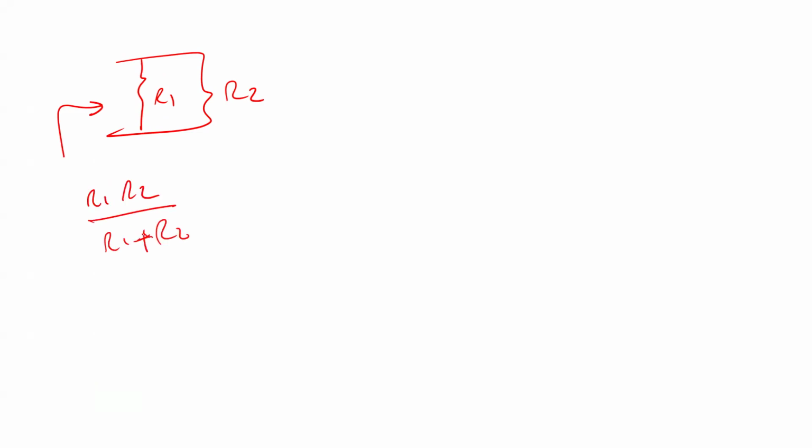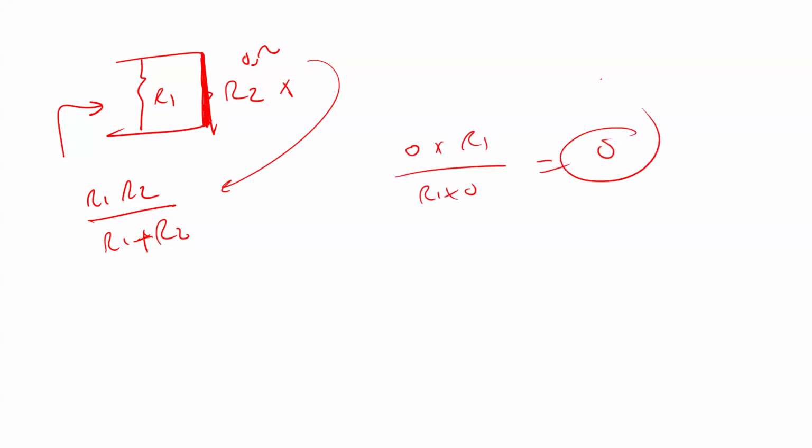Imagine if one of them, for example R2 here, is a short circuit. Short circuit means the resistance is 0 ohm. If you plug in, you get 0 times R1 divided by R1 plus 0, which is equal to 0. If you like to understand it this way, that's okay. There is another way to explain it, as I told you.